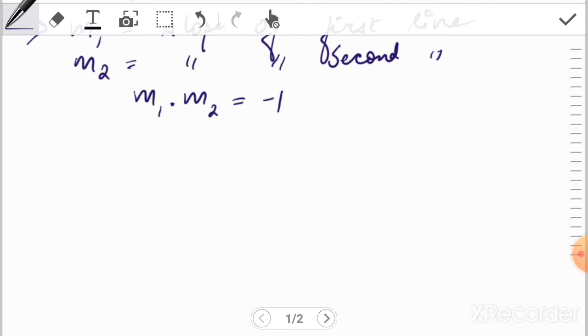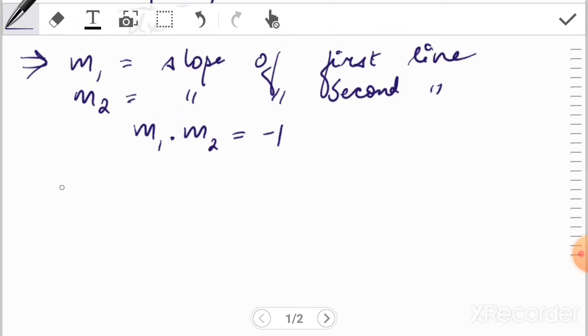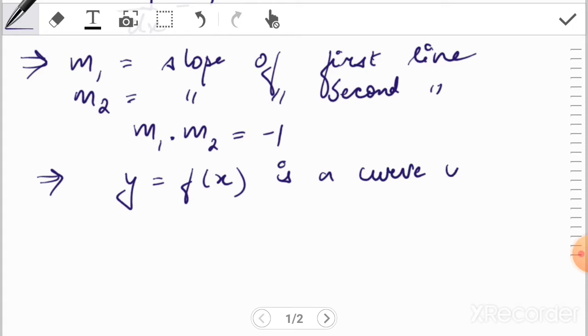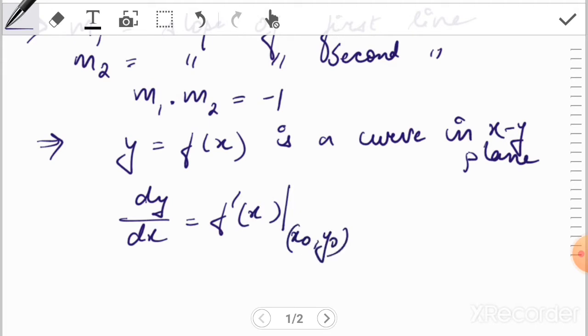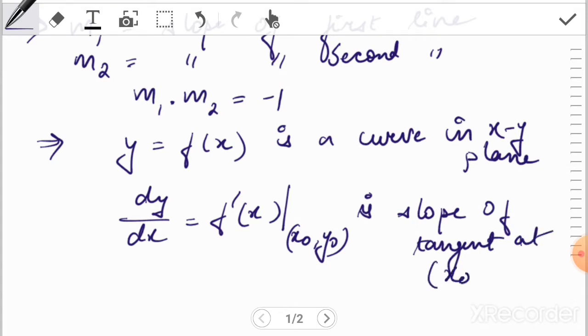Derivatives are also used to find the slope of a tangent on any curve. For example, if y is equal to f(x) is a curve in the xy plane, then dy by dx, which is f dash x at (x naught, y naught), is the slope of the tangent at point (x naught, y naught), right?